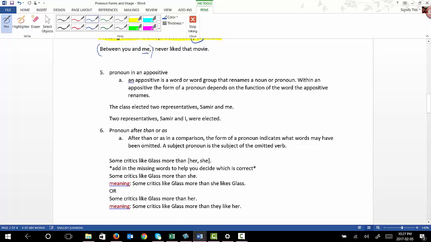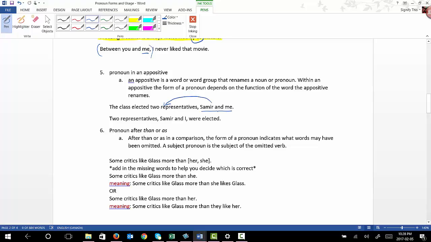Okay. The next kind of rule is when you have a pronoun as an appositive. An appositive is a word or word group that renames a noun or pronoun. Within an appositive, the form of a pronoun depends on the function of the word the appositive renames. For instance, the class elected two representatives, Samir and me. This is an appositive that is just renaming the two representatives.